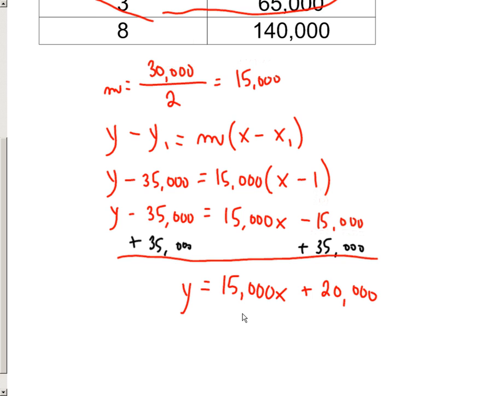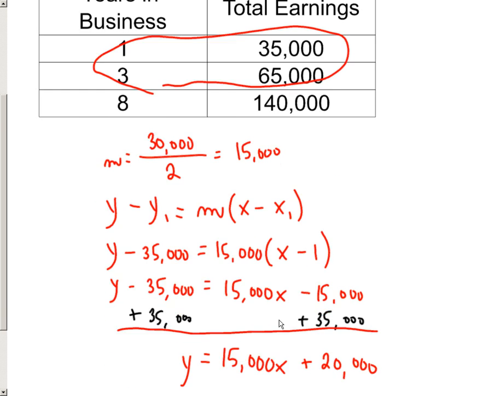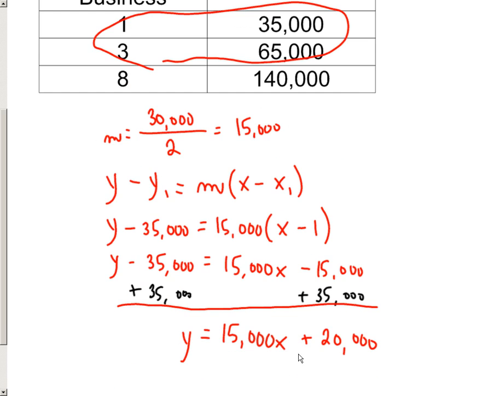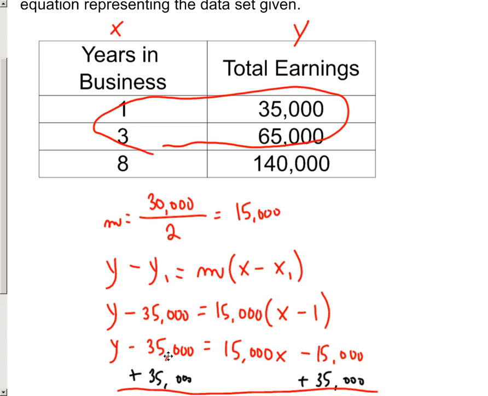Okay, so this equation represents the number of years in business that Bob has worked and the amount of earnings that he has. So this x right here, because this x column is years in business, when we plug in a value that would be representing the number of years that he's been in business, and after you simplify this right side of the equation, it's going to give you how much he earned in that many years.